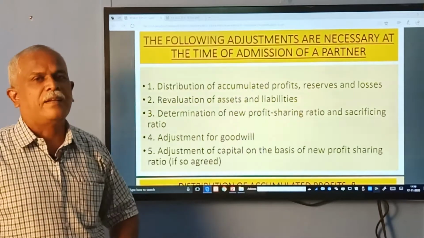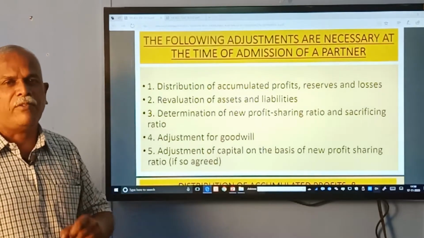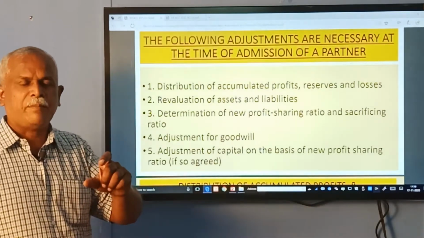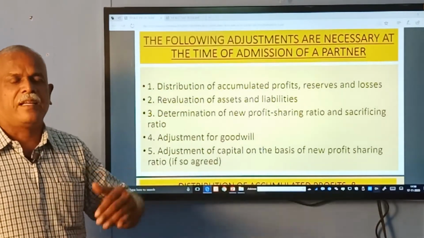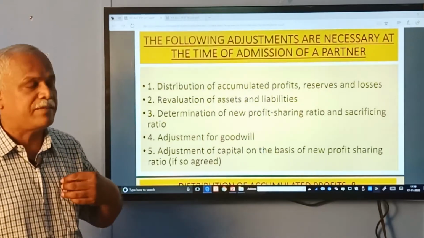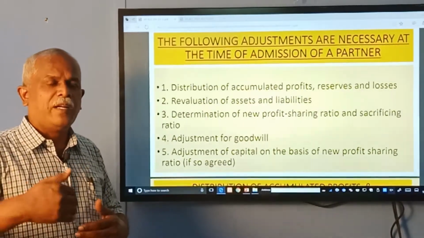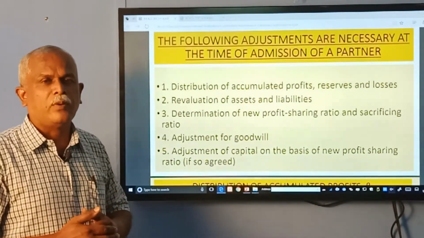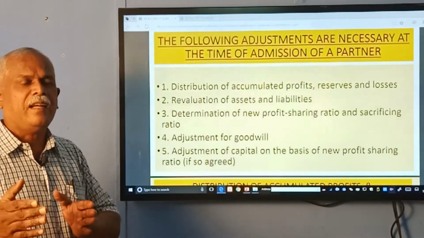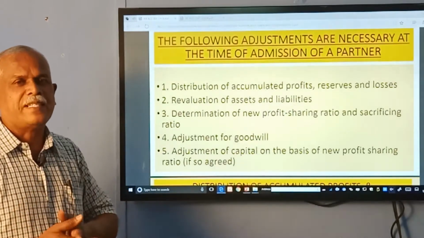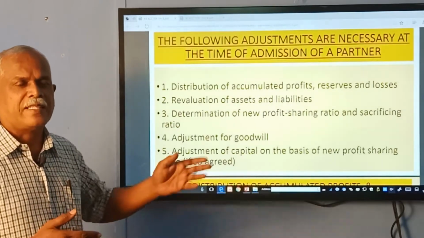What problems may come up at the time of admission? Because the existing business must have run for quite a number of years, they must have a good amount of assets and reserves. Now, when a new partner comes in, he has no right to claim over the previous assets. He can claim rights over the present assets, which will be valued now at the time of admission. Let us see what the problems are.